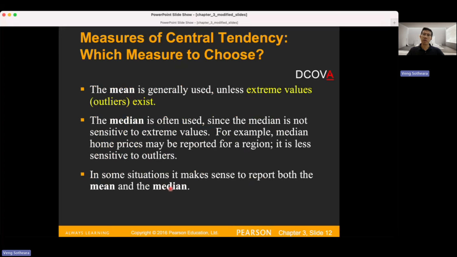How about the mode? In some cases, the mode is not appropriate to represent numerical data, but when you deal with categorical data, the mode is the only choice. These three measures are called central tendency measures, and they are measures of representative.